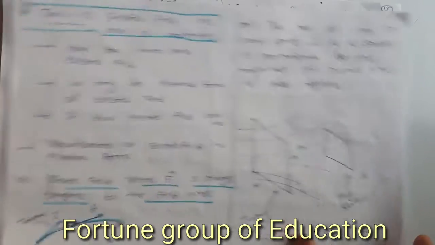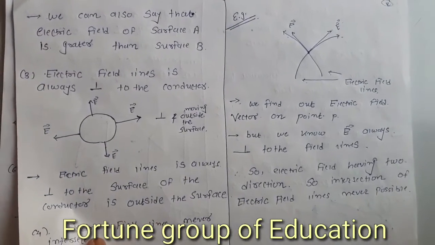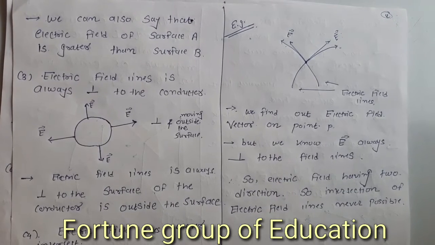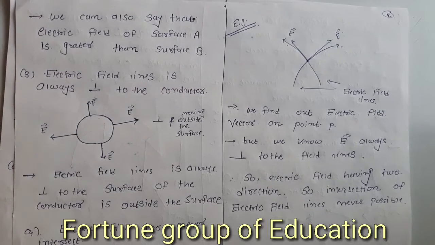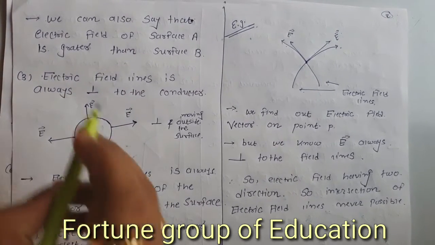So we can also say that the electric field at surface A is greater than the electric field at surface B, or that where the number of electric field lines is greater, the electric field is also greater on that surface.